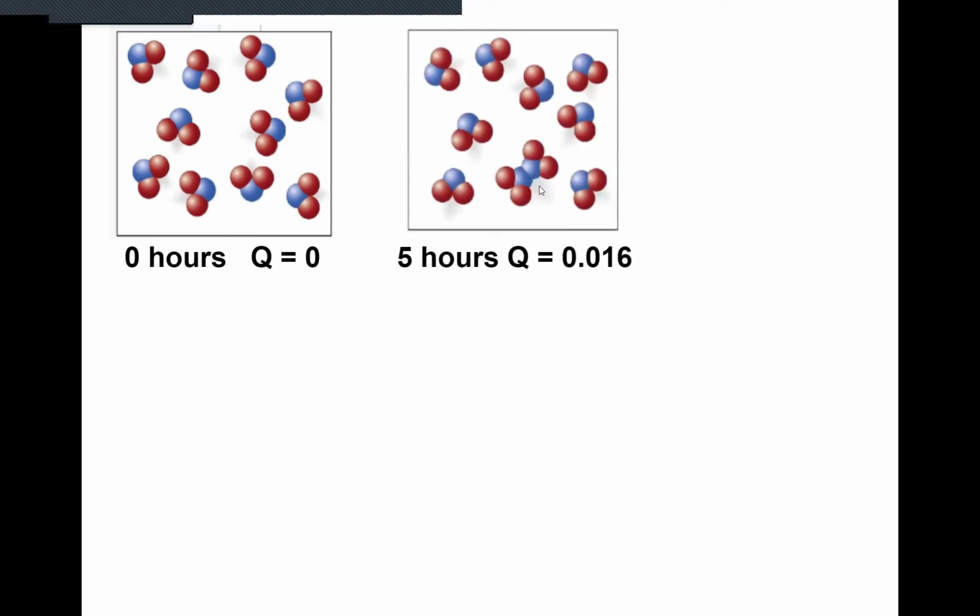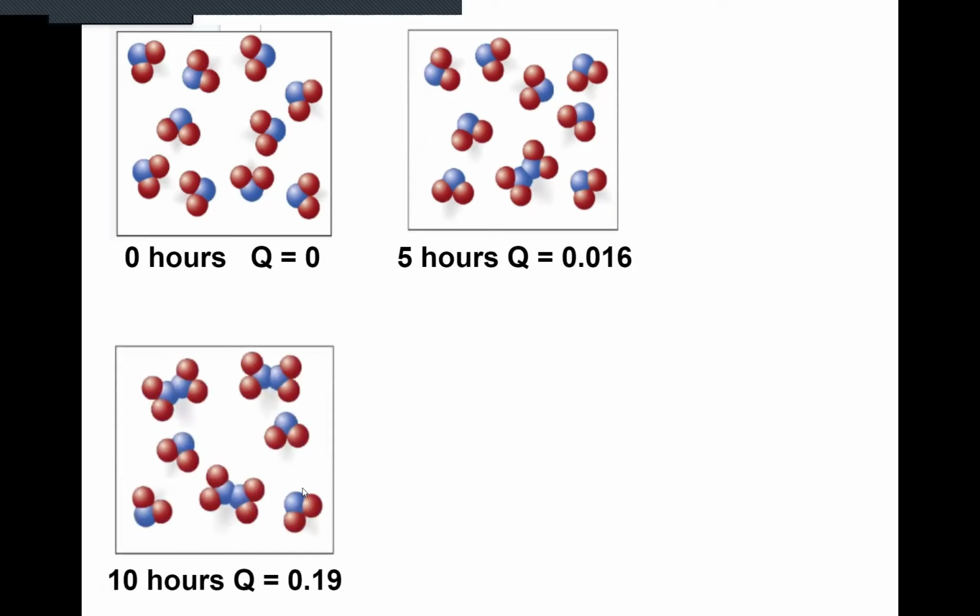Okay, let's summarize and try to make sense of this. At 0 hours, when the reaction first began, there were no products. That's often the case when a chemist is running a reaction. He or she puts nothing but reactants in the reaction vessel. And we calculate Q to be 0 at that point. 5 hours goes by. We've produced 1 product molecule. There still remain 8 reactant molecules. At that point, Q equals 0.016. Notice that Q is going up.